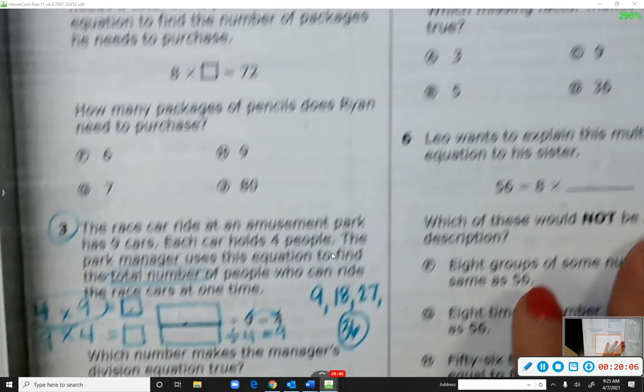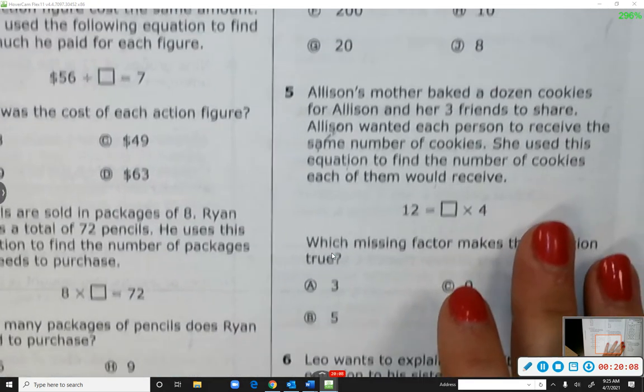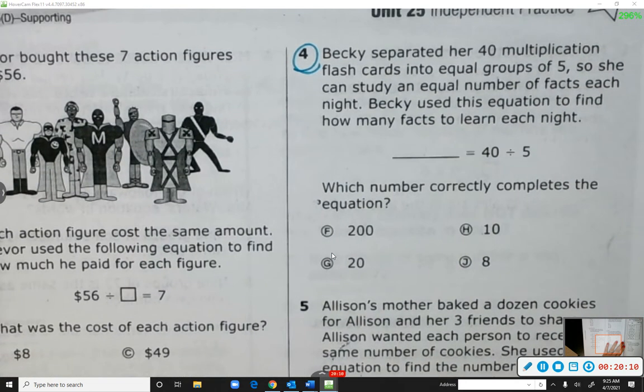I already saw what you did. I walked around. Number 4.